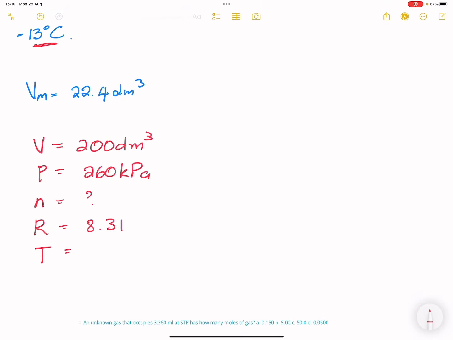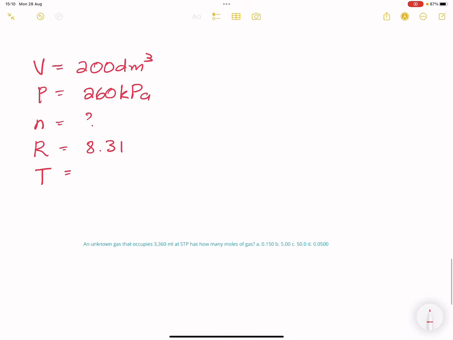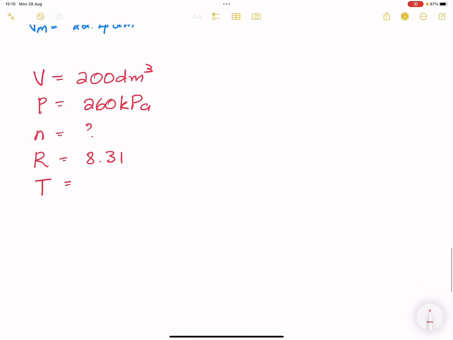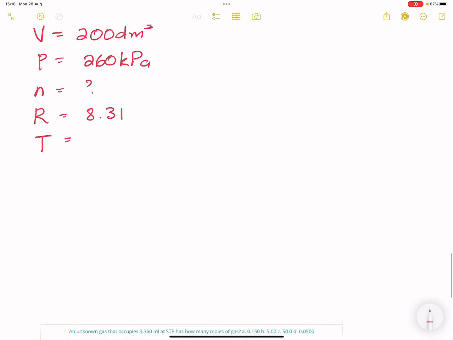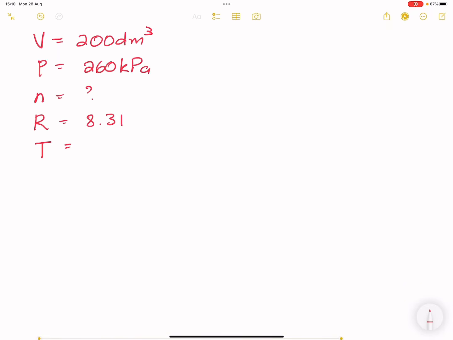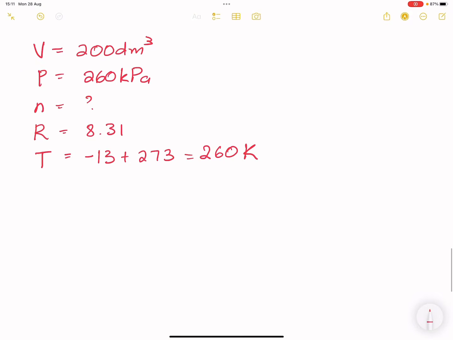So in this case, our temperature is going to be minus 13 plus 273. Now, what does that give us? Well, it will give us 260 Kelvin.